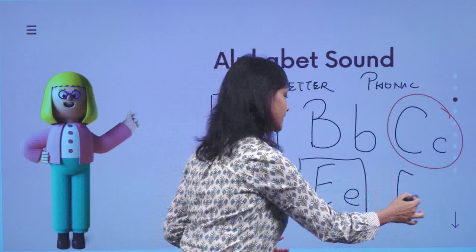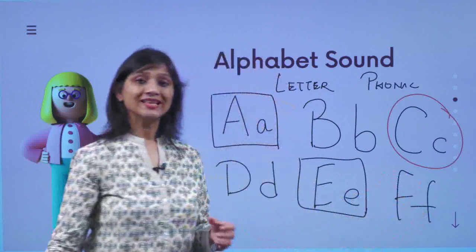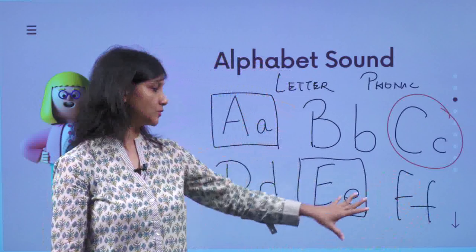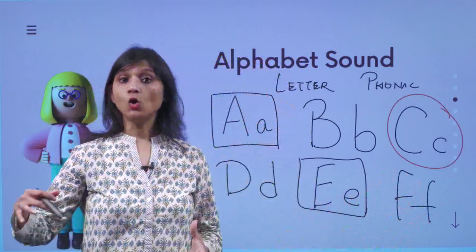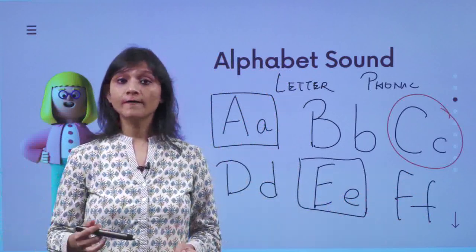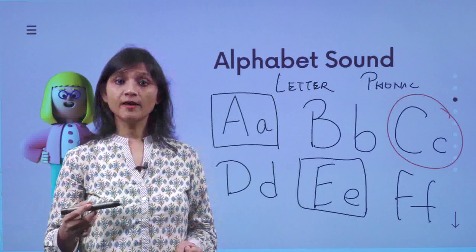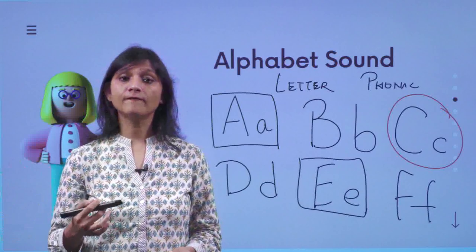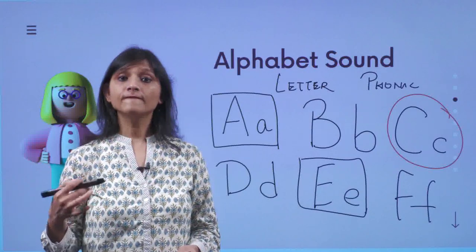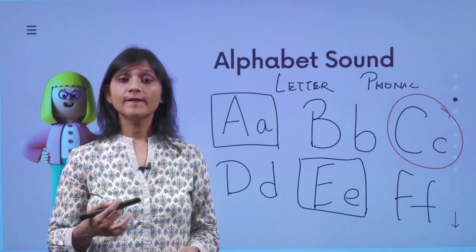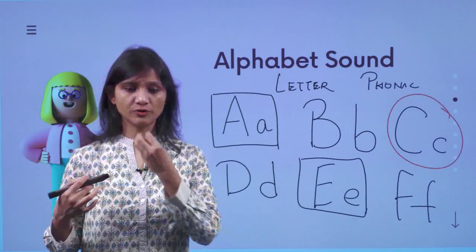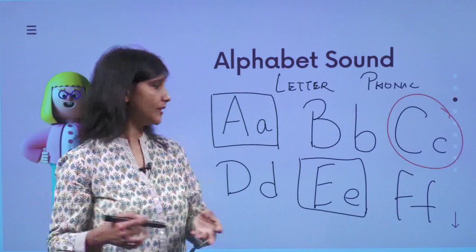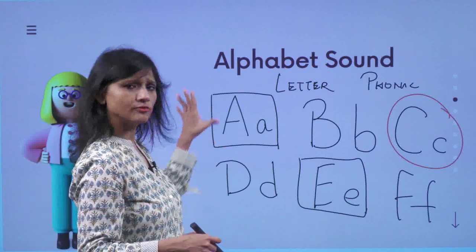And that is F. The letter sound of F is F. What is the phonic sound of F? You have to make the sound as if you are blowing the air out. F, f, fish, fan. So when you produce the sound, it has to come like fish, fan. I'm going to repeat it once again.